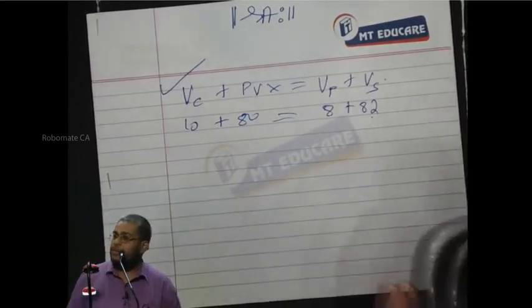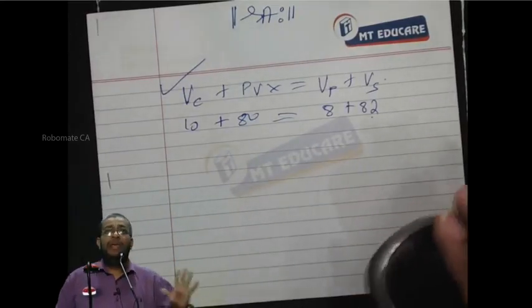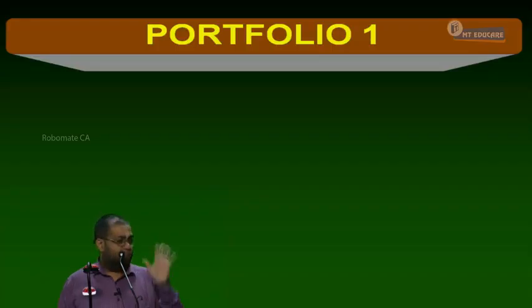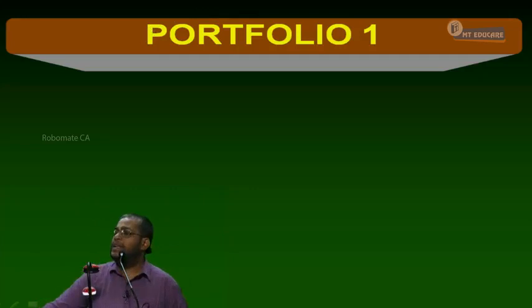A portfolio. Can I proceed? Now, please. I am going to have two portfolios. Portfolio 1. I am going to have what? A portfolio 1. These are all natural portfolios. Okay. Now, what is this portfolio 1?